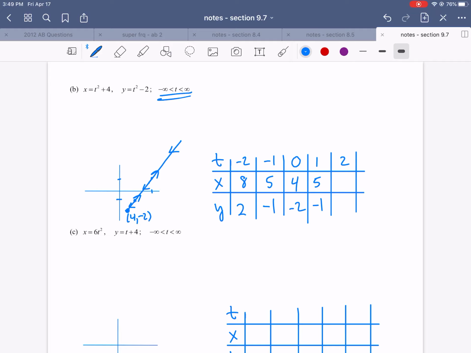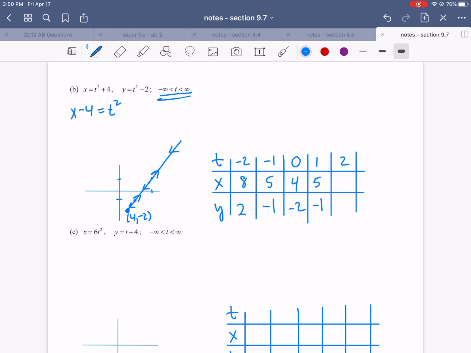Okay, so what we want to do now is eliminate the parameter so that we can write the rectangular equation of this graph. And so we're going to start by solving our x equation by subtracting 4 on both sides. So I'm going to have x minus 4 is equal to t squared.